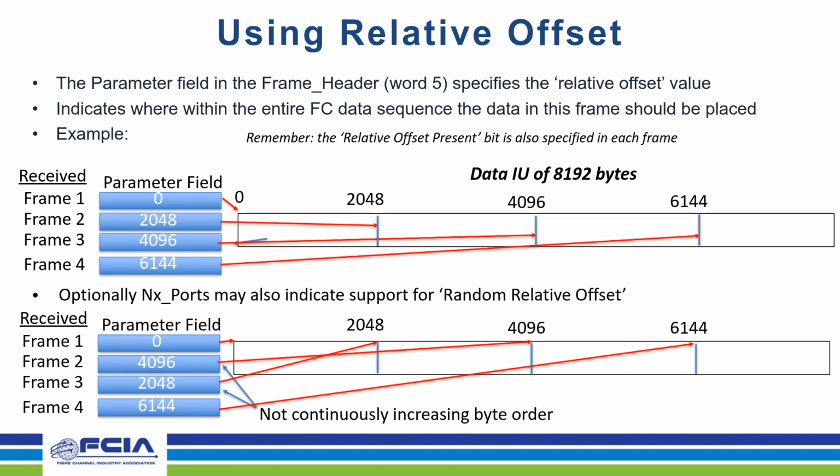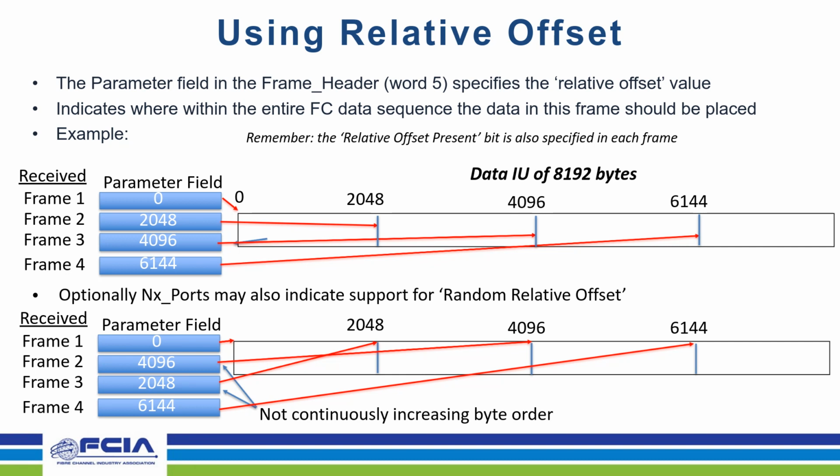The other option is to use the relative offset method. An endport that's able to specify the relative offset of frames has two choices. They can either support continuously increasing relative offset address order or a random relative offset address order. Each portion of the IU specifies its beginning relative offset, and the beginning relative offset of each portion of the IU, when it's random, can be independent of the other relative offsets.